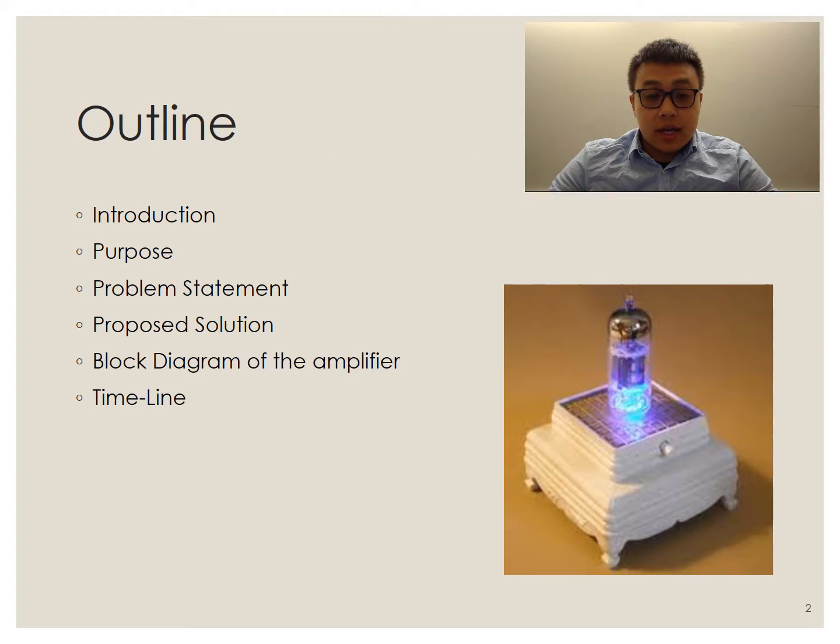For this page, I'm talking about the outline. There are six parts I'm going to talk about, which are introduction, purpose, problem statement, proposed solution, block diagram of the amplifier, and the timeline. And you can see the picture on the page. It's a vacuum tube amplifier. The blue light on the top showing in the picture is a vacuum tube, and the bottom part is the circuit part.